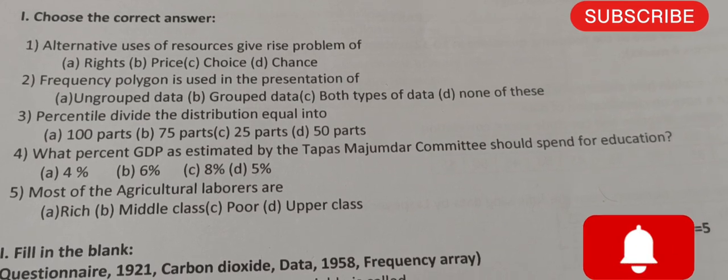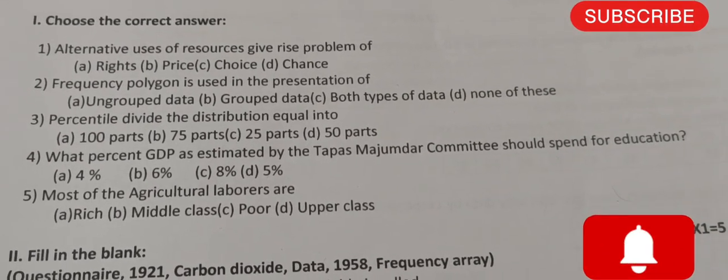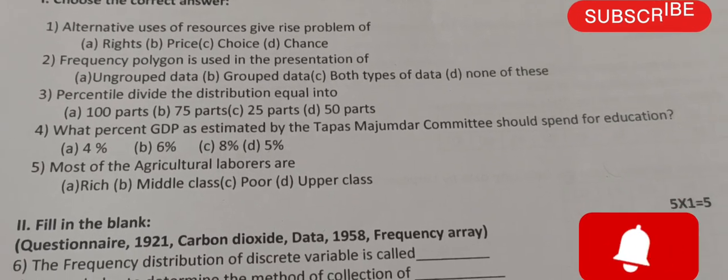In part A, you'll be getting 4 sections. One is choose the correct answer, fill in the blanks, match the following, and one word answers. And first, choose the correct answer.